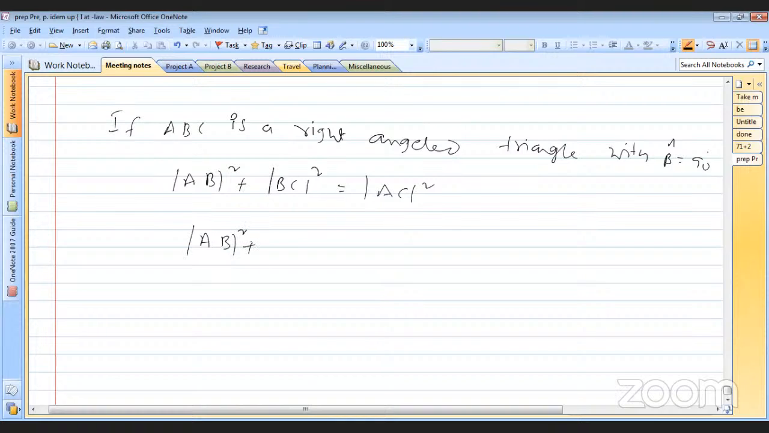AB² + BC² not equal to AC². Why? Because the triangle ABC is not a right angled triangle. So therefore this is the contrapositive.